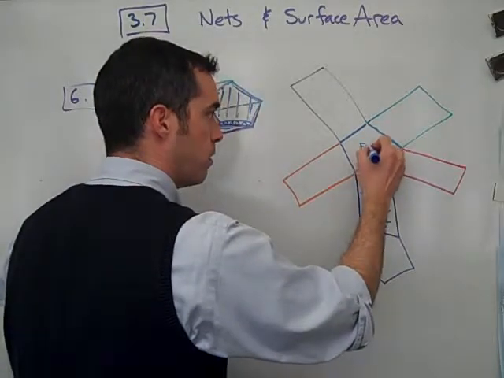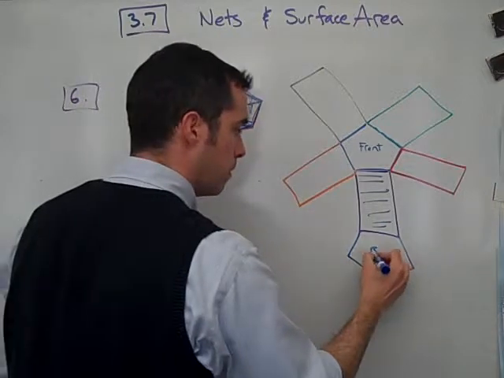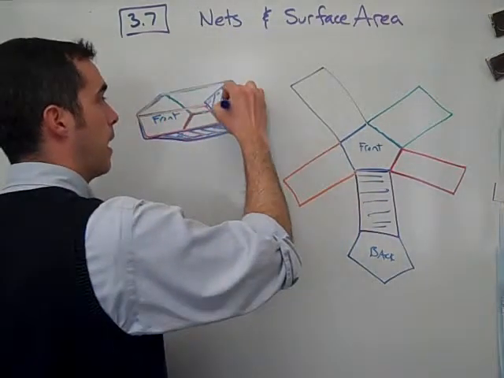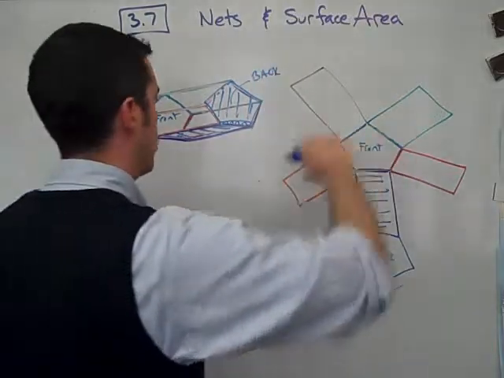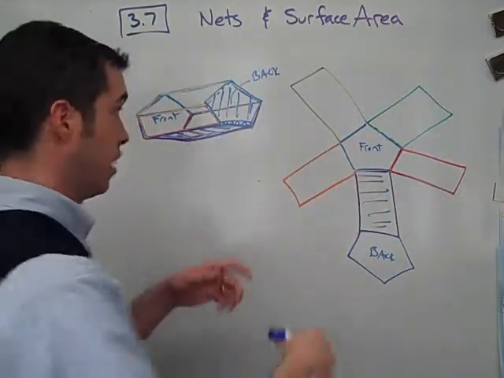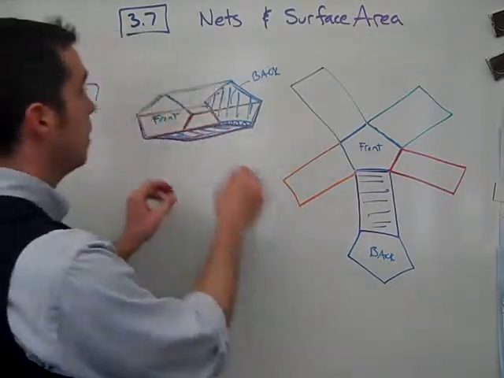So this is the front. This is the back. And I could label all the other sides as well. Bottom, top right, something like that. But for now, I think that will do.